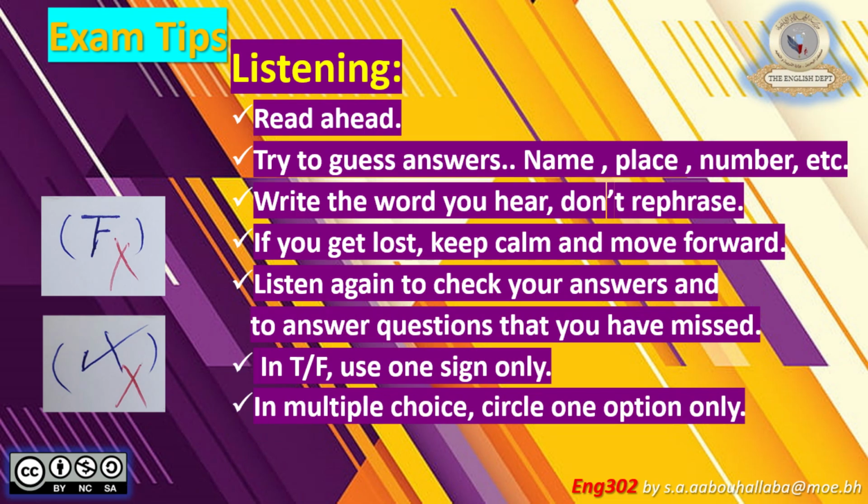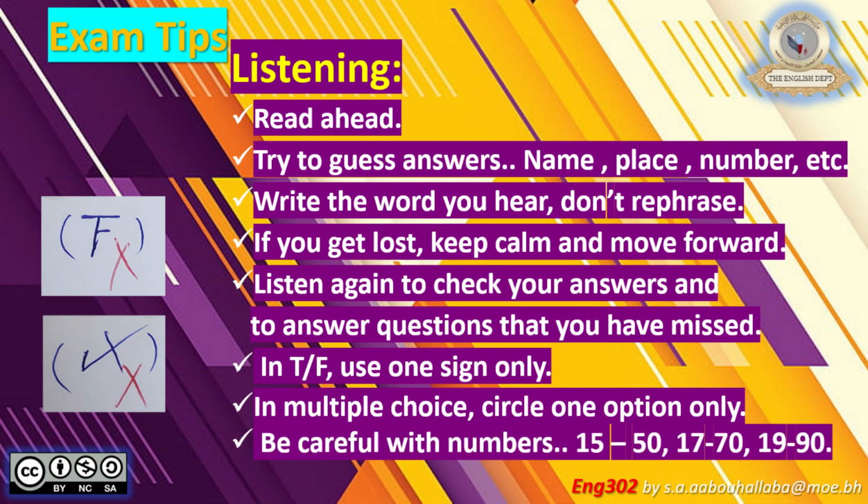What about the multiple choice questions? The MCQ, you need to read, you need to circle one option only. Do not circle more than one option, A and C, G and A, or whatever, just one option. When it comes to numbers, I'm sure you are all grown-ups, but sometimes we may not focus when listening. You need to differentiate between 15 and 50, 17 and 70, 19 and 90. So please don't mix those numbers together.